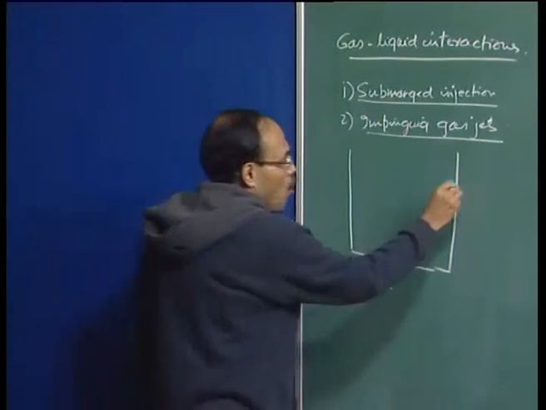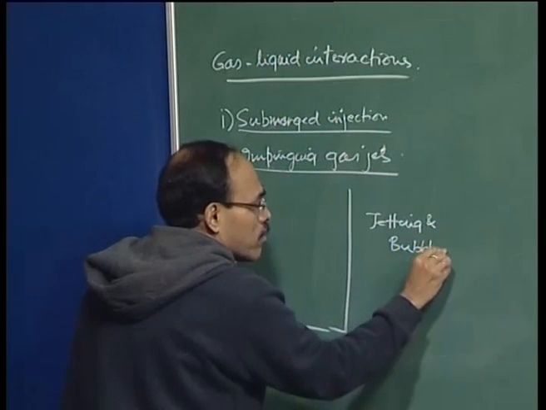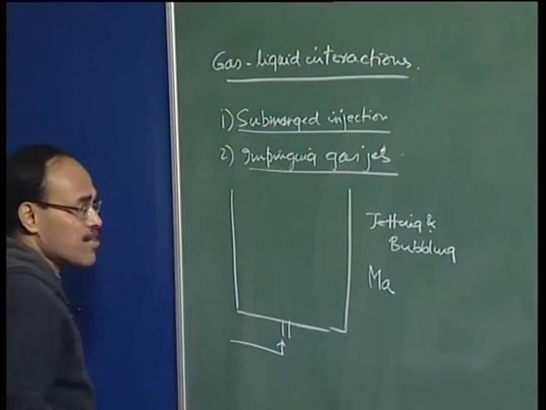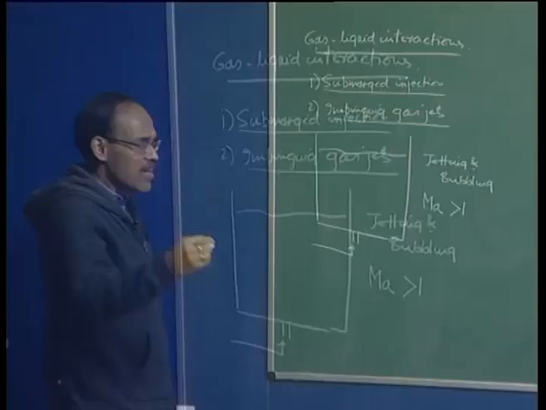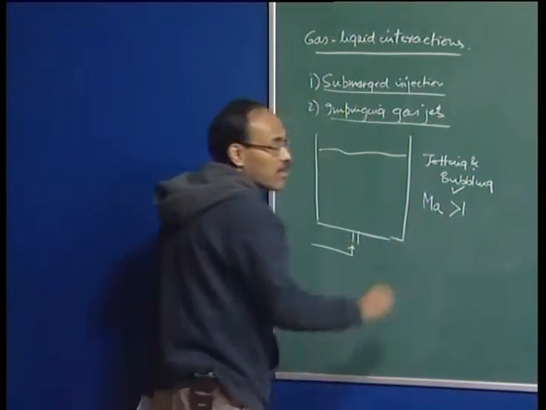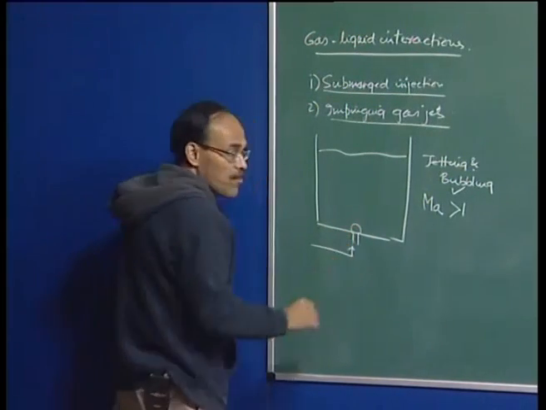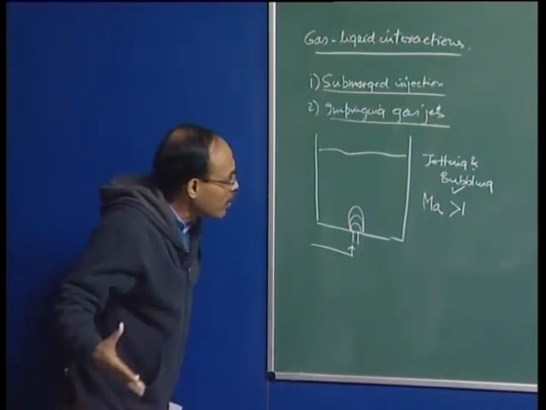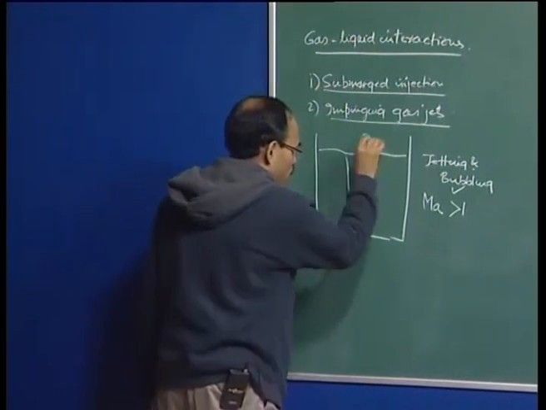Now, we can have phenomena called jetting and bubbling. Jetting ensues basically when the Mach number based on the free stream velocity is greater than 1. On the other hand, when the Mach number is much less than 1 and the velocity is very small, there is no jetting, and we get bubbling. In the bubbling regime we have a gas envelope which forms, and as you increase the gas velocity, it extends, and ultimately you get a completely jet core, which looks something like this.